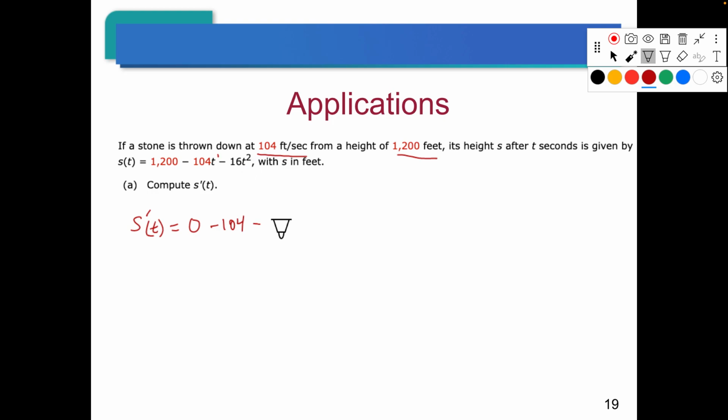2 times 16 is 32. 2 minus 1 is 1. So we get this. This is our function now. Negative 104 minus 32t. So what is that?